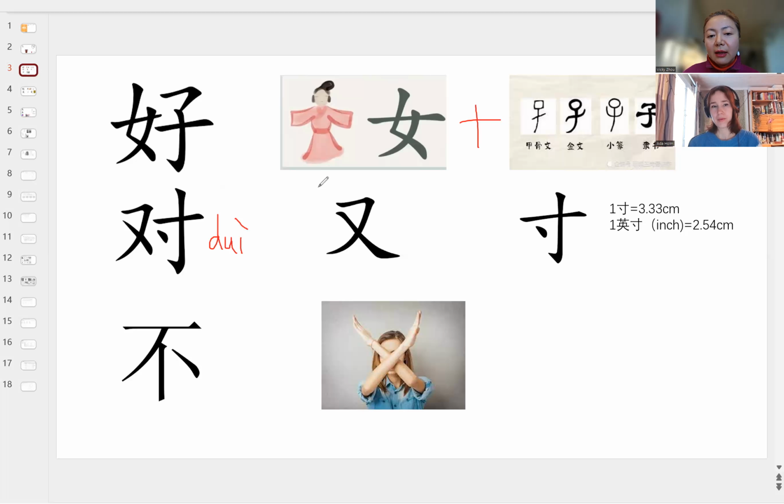Now you can explain these characters. What is the left side of this one? Is it 有? Good. It is 有, you have.